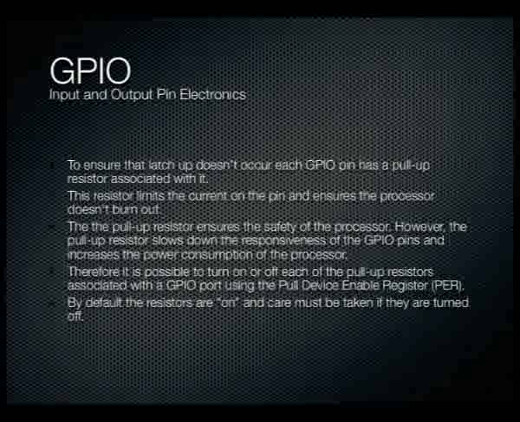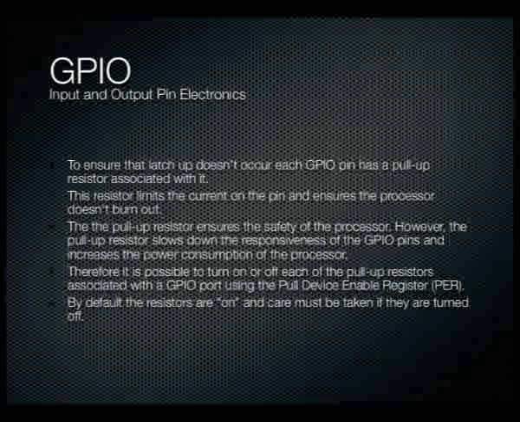So we've got these pull-up resistors to enable that extra level of protection to ensure you don't blow the processor apart. So the pull-up resistors ensure the safety of the processor. However, the pull-up resistors slow down the responsiveness of the general purpose I/O pins, and also increase the power consumption of the processor. Therefore it's possible to turn each of these pull-up resistors off or on. By default they're on, but it's possible to turn them off if you want to increase the responsiveness of that pin, or you want to reduce the power consumption.